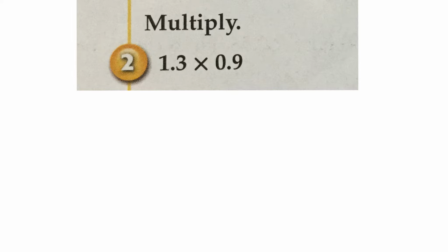Yeah, but I heard 3, and I heard 0, and I heard 2, but I forgot that it was multiplied. We're going to have to practice. Okay, so 1.3 times 0.9. We expect an answer to be around 1.